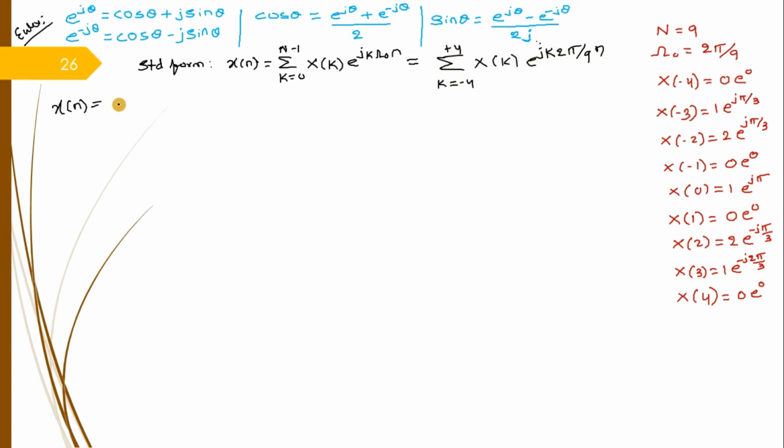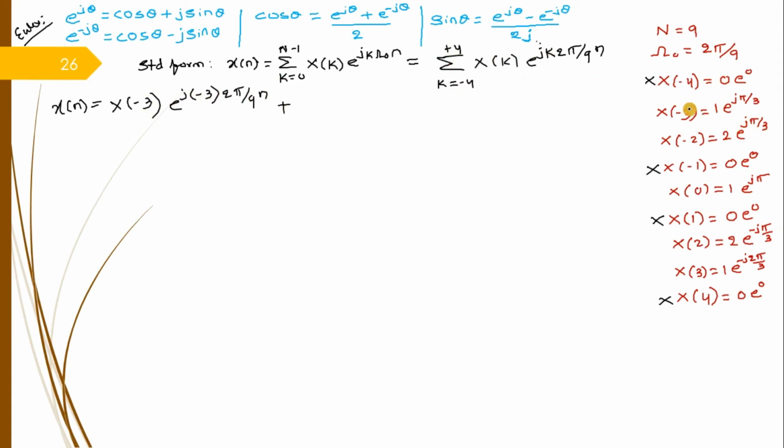So first, this is not needed because it is 0. This is not needed because it is 0. This is not needed. This is not needed. 1, 2, 3, 4, 5 terms. I write only 5 terms. x of minus 3 e raised to j, look at this, x of minus 3. If I substitute, in place of k I should substitute minus 3 itself, 2 pi by 9 n. I am elaborating this. Why did I not write minus 4? Because minus 4 value is 0. That's why I'm not writing. The finite values I'm writing.